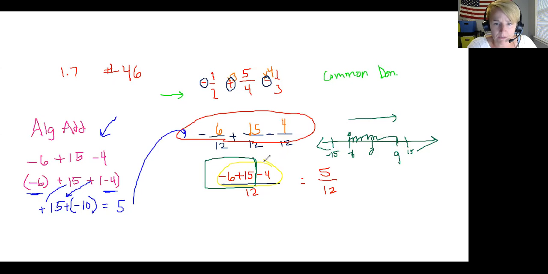And then now it says -4. So a minus sign or subtraction sign means I need to go backwards. I've lost something. And then I would just bounce back until I landed on my 5. This is a really ugly number line, so hopefully it doesn't mess you up too much. But the final answer for 1.7, number 46, is 5/12. There you go. There's that one.